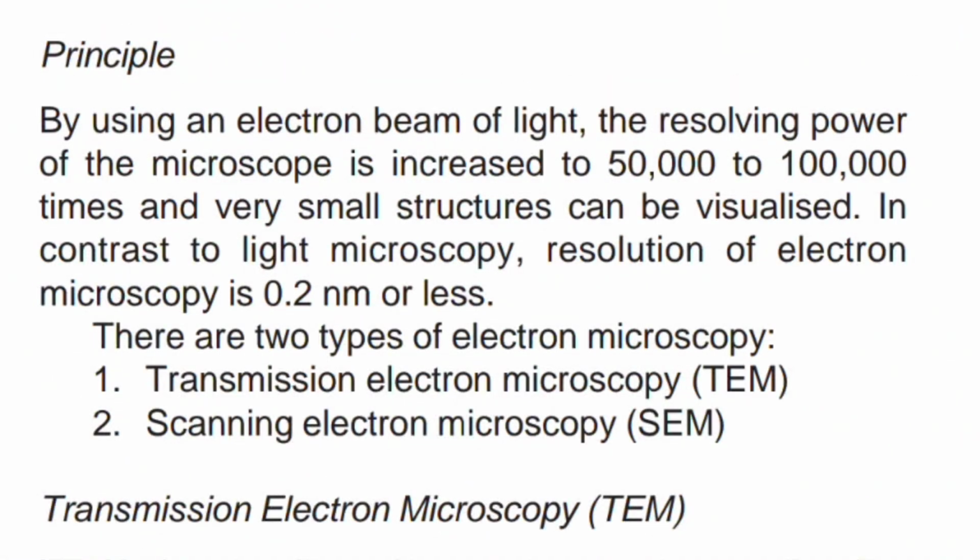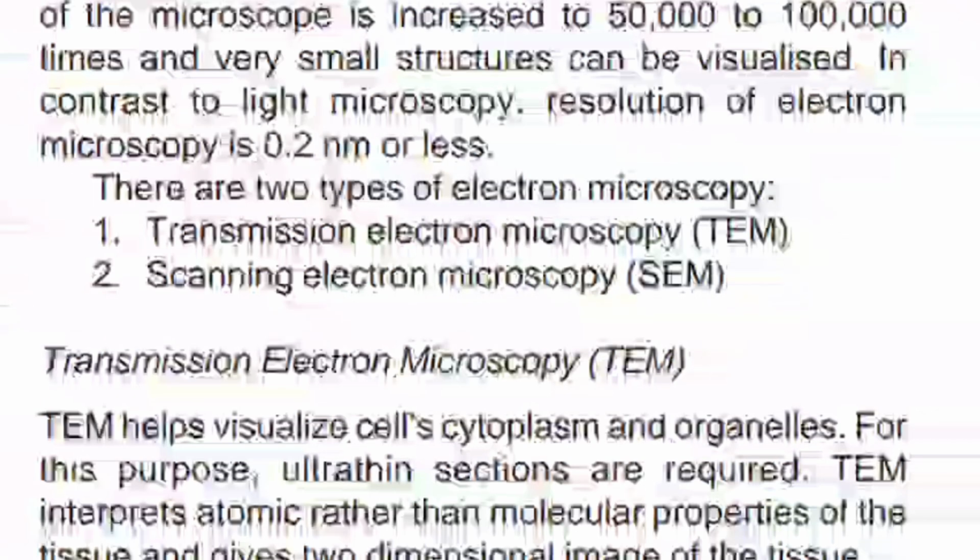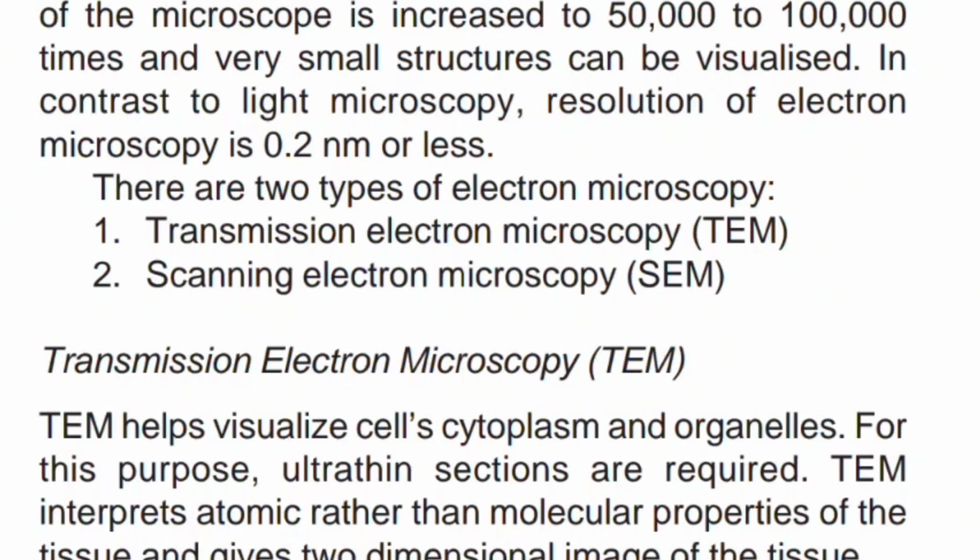Principle: by using an electron beam of light, the resolving power of the microscope is increased to 50,000 to 1 lakh times, and very small structure can be visualized. In contrast to light microscopy, resolution of electron microscope is 0.2 nanometer or less. There are two types of electron microscopy: first, transmission electron microscopy (TEM) and second, scanning electron microscopy (SEM).